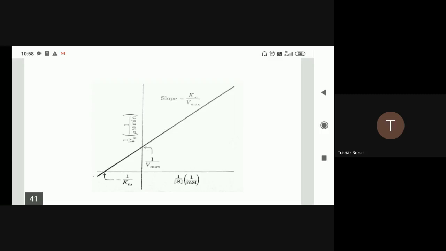Now, when you do this calculation, that is, you calculate the reciprocal of substrate concentration and the reciprocal of velocity, if you look only at the positive graph, all the points of your experiment gather at this particular region.